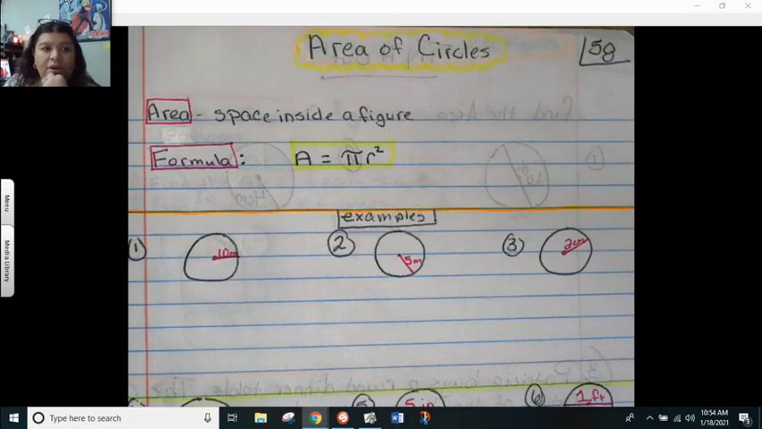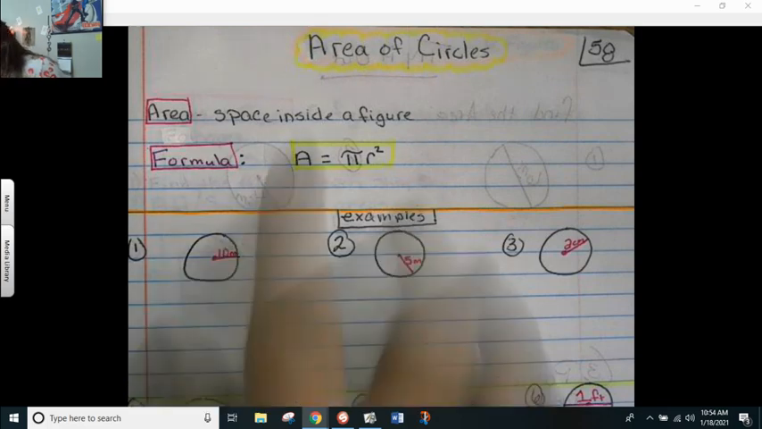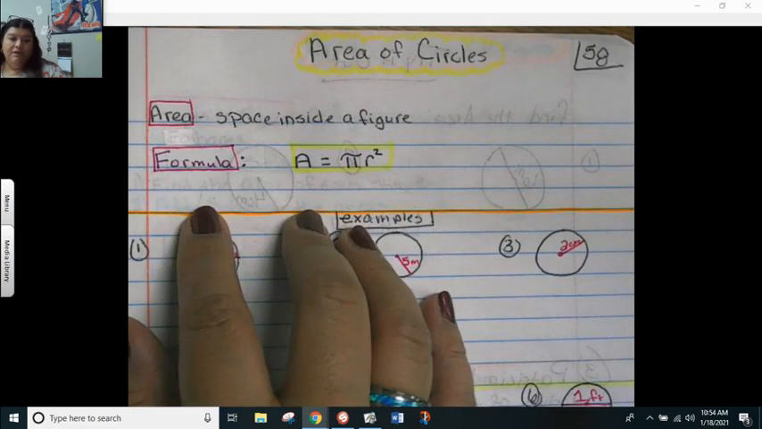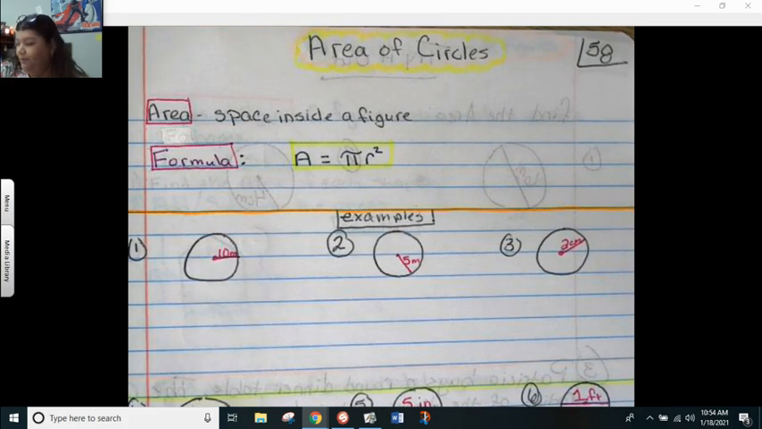Good morning. We are going to be continuing with circles, okay? So we're going to be doing the area of circles today. If you need to press pause, there's not too much writing today. It's just mainly going over and over and over solving these problems, okay? So if you need to press pause to write this down, go ahead, and then we'll continue. All right, press play when you're ready.